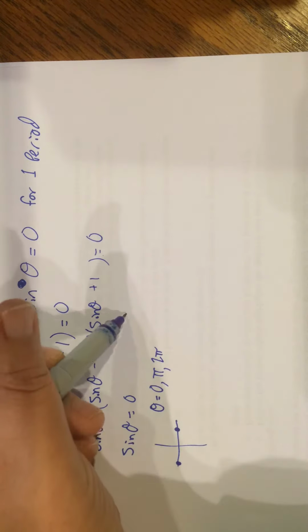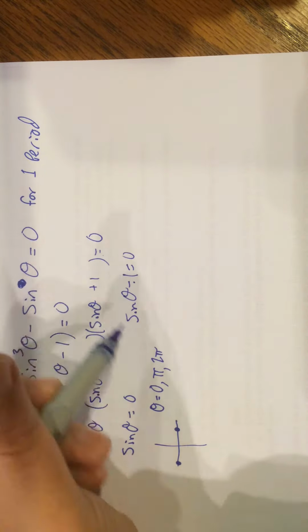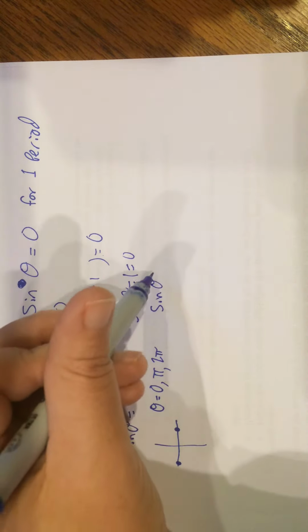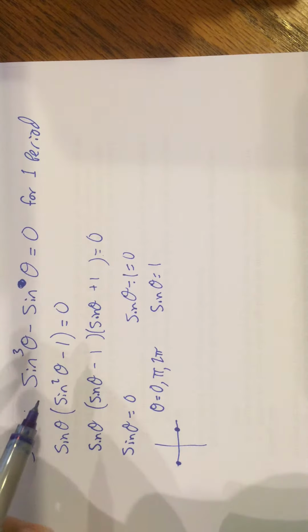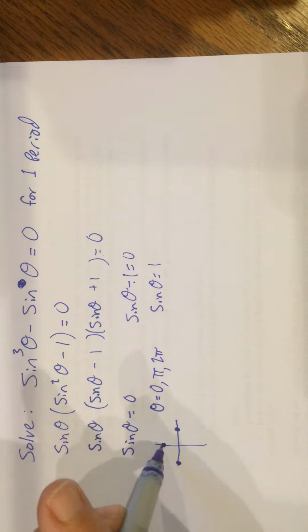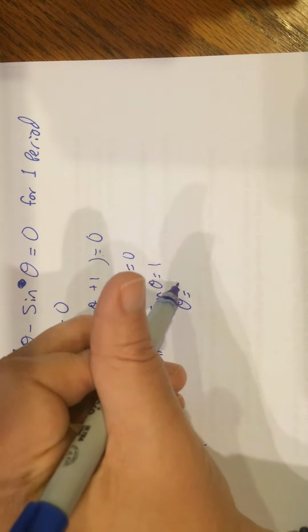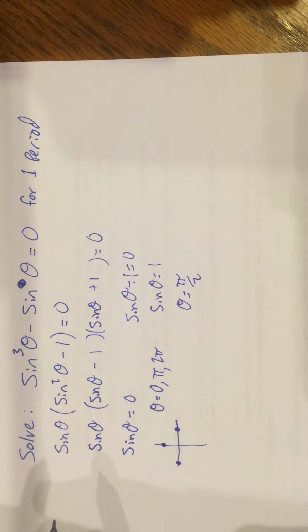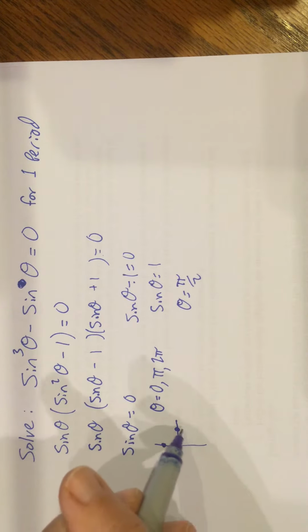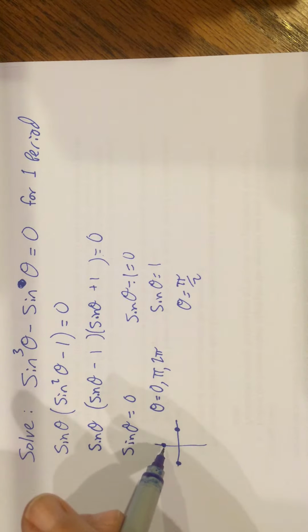So let's see the next part. Sine theta minus 1 equals 0. So sine theta equals 1. So I'm looking for where sine theta is 1. Again, the y is 1 up here, so that's going to be pi over 2. So here theta equals pi over 2. And that's it. When I go around, within that first circle, it's not going to hit this again.